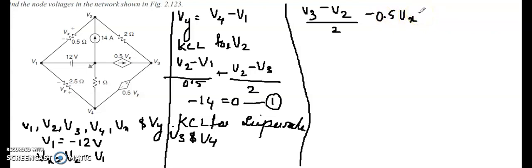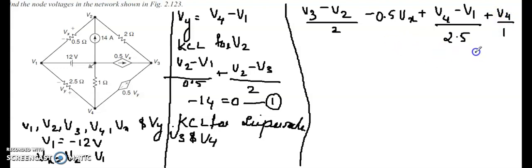Next, it is flowing into the node and therefore we have put a minus sign. Next, V4: (V4 minus V1) by 2.5 plus V4 by 1 is equal to 0. This is the second equation.